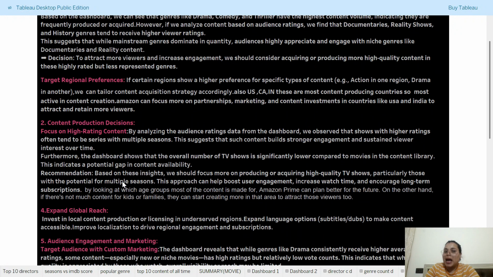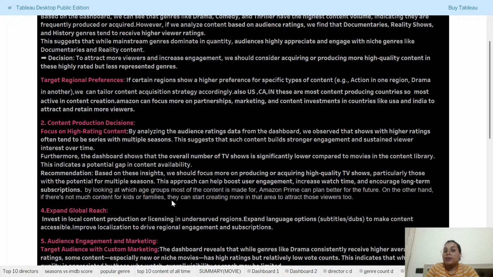If we talk about the high rating content, we saw what age group most of the content is made for. Amazon Prime can plan better for the future. On the other hand, if there is not much content for kids or families, they can start creating more in that area also.